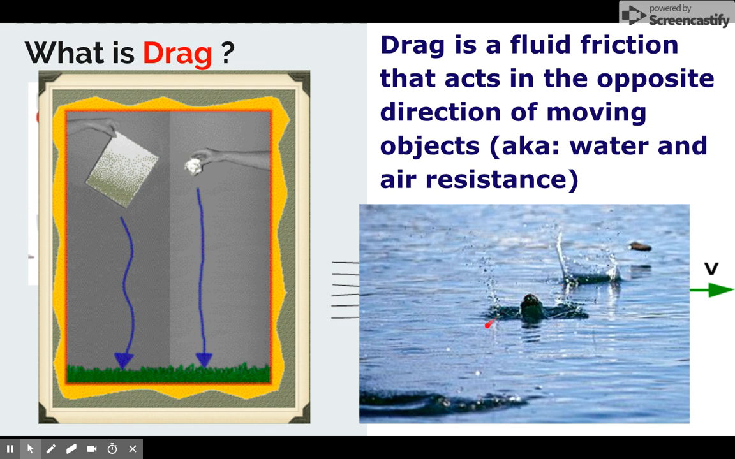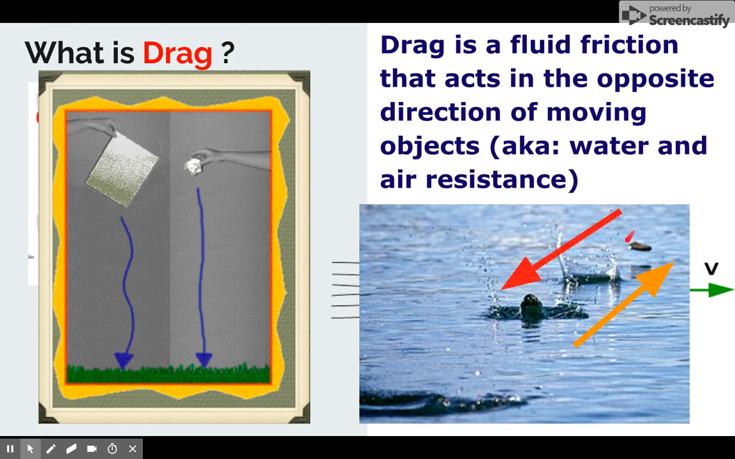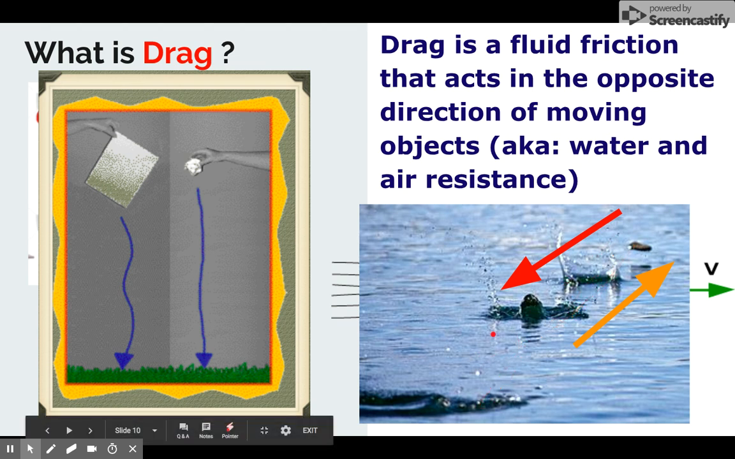Same thing when you're skipping a rock. When you throw a rock from here, you apply a force and the rock wants to go this way. But every time it touches the water, the drag in the water, the fluid friction, slows it down a bit every time it touches the water. So every time it's going this way, the friction goes in the opposite direction.